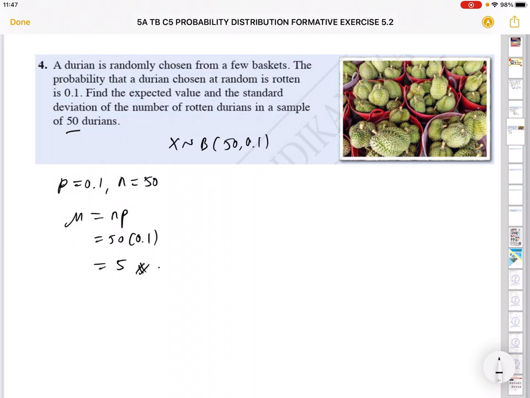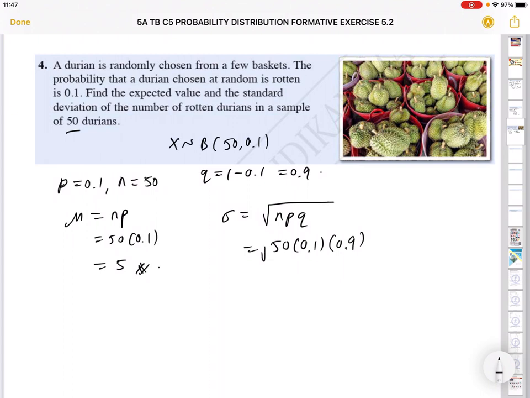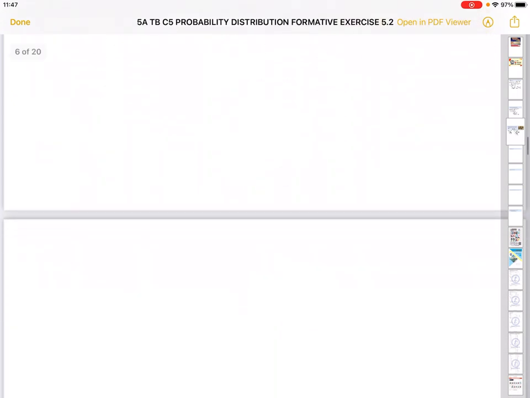Now, how about standard deviation? Standard deviation is given by the square root of npq. My n is 50, p is 0.1. Remember, q will be 1 minus p, which is 0.9. Use your calculator. This will be the square root of 4.5, and I'll get 2.121, correct to 4 significant figures. All right, that's question number 4. Okay, moving on to question number 5.